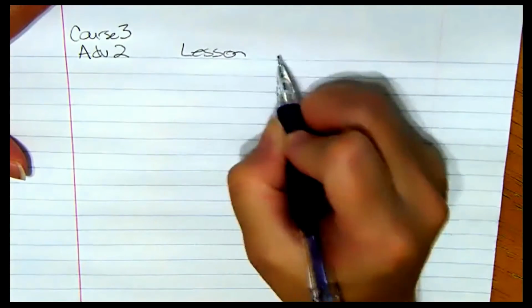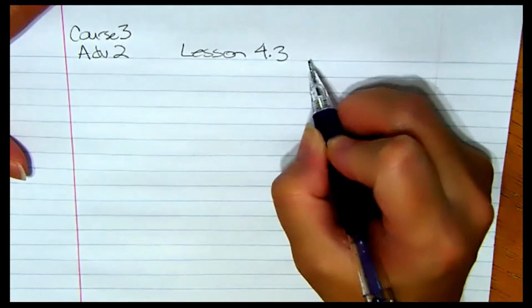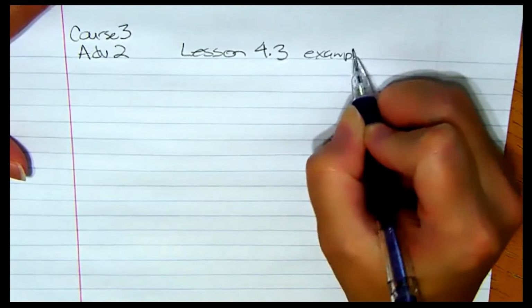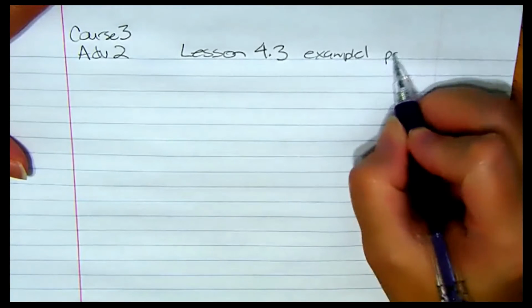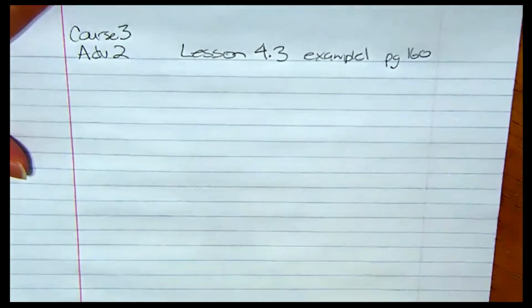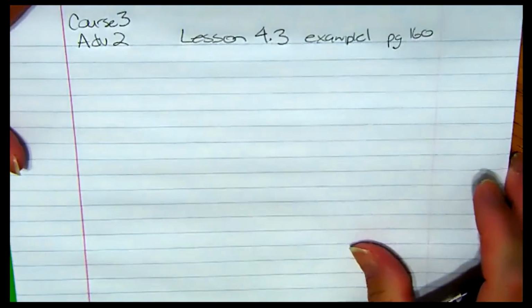Okay, if you are in Math 7 Accelerated, we are working from the Advanced 2 textbook. If you are in Math 8, we are working from the Course 3 textbook. We are doing lesson 4.3, example 1, which can be found on page 160.